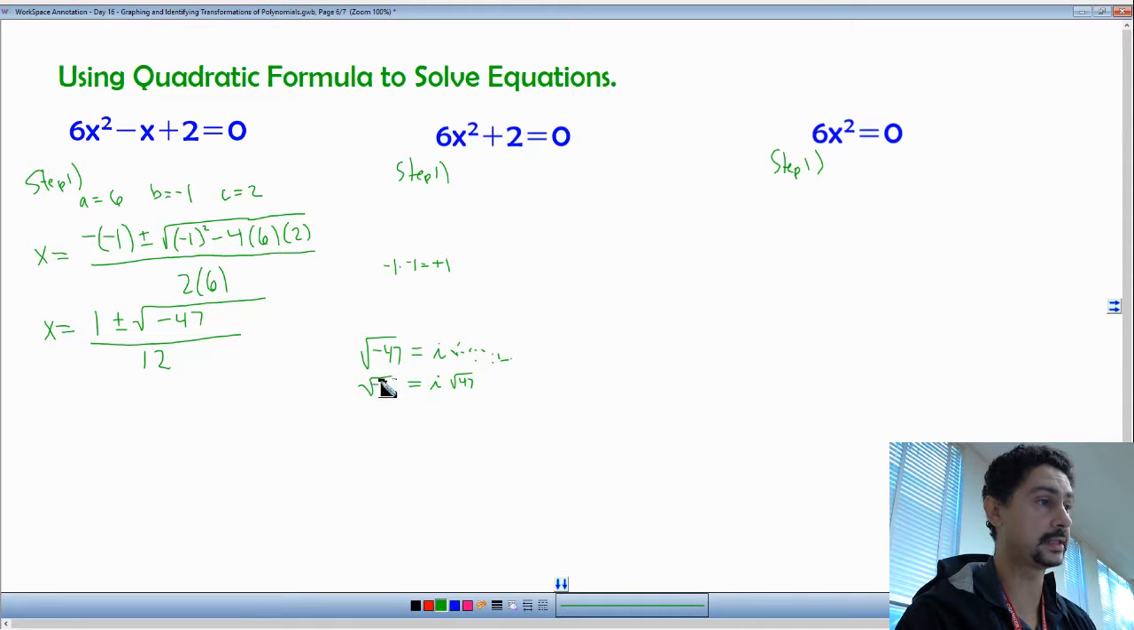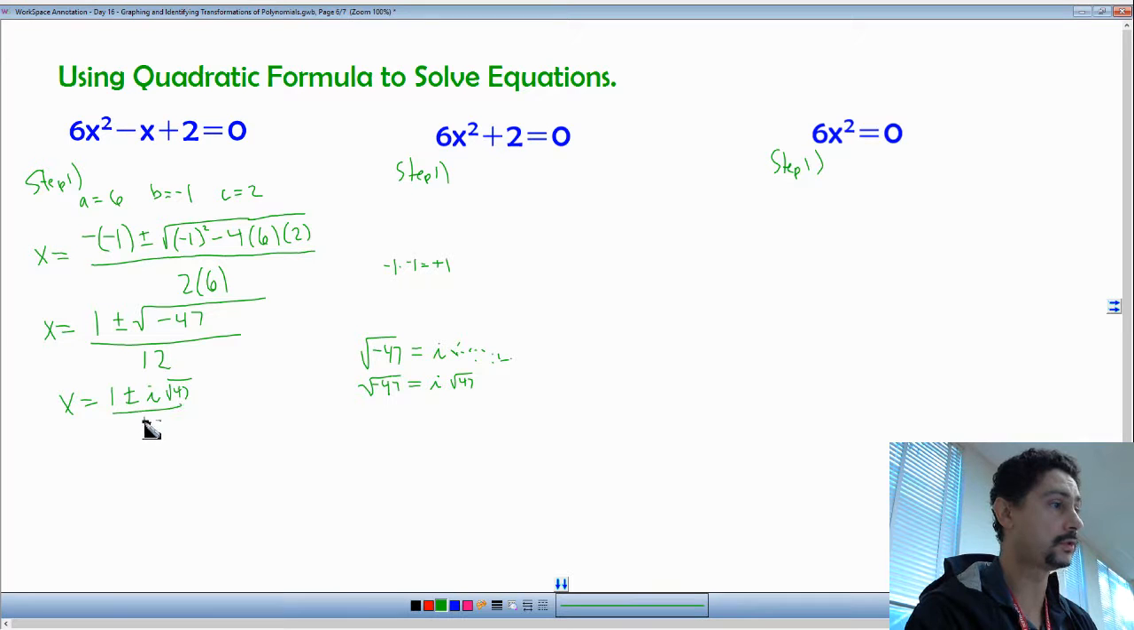So let's look at this, and please understand this truth. When there is a negative sign inside the square root, it creates the number i. And I talked about this a little bit in class, that i comes from a point in a two-dimensional space. So it's a number moving up and down in two-dimensional space. So we call it i times the square root of 47. And you will say x equals 1 plus or minus i times the square root of 47 all over 12.